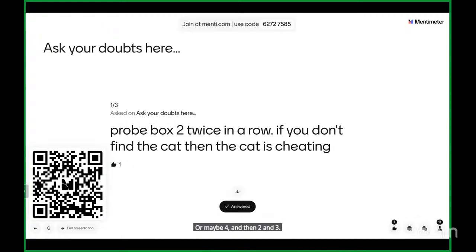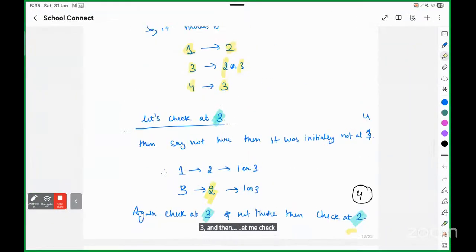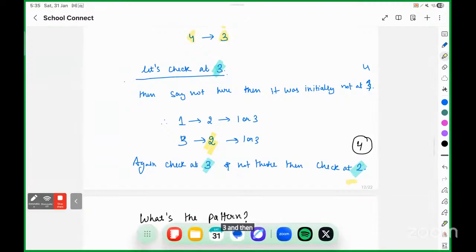If the number of boxes is even, then if there are just 2 boxes, we are asking 1 and 1. And if the number of boxes is 4, then we are asking box 2, 3, and then let me check once again, 3 and then 3 again and then 2.